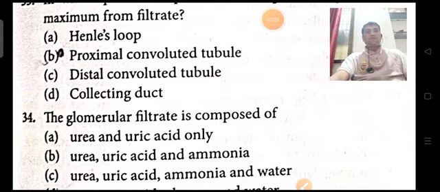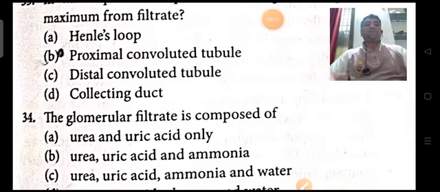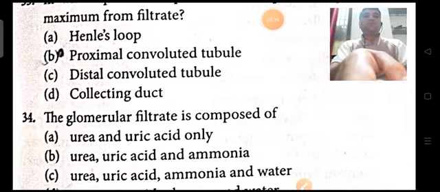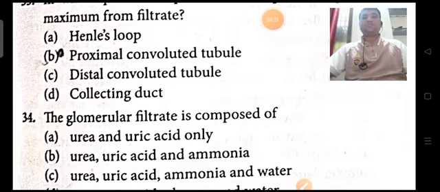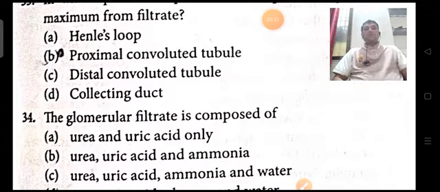So, I hope yesterday we have completed some part of the excretory system. Today, we are going to start the next set of questions, important from the examination point of view, MTG level 1 questions.